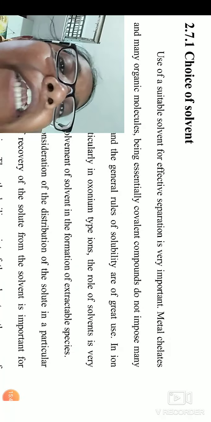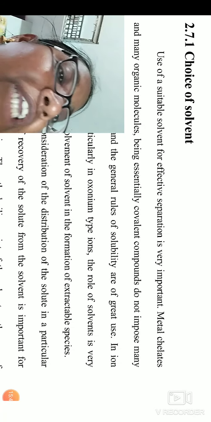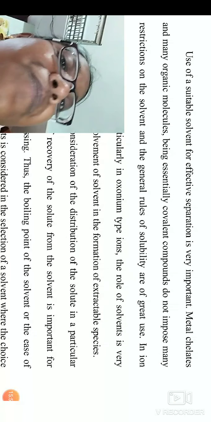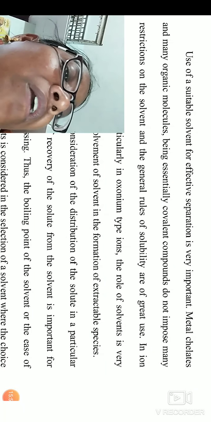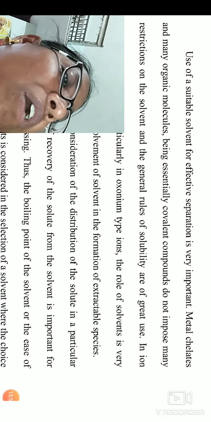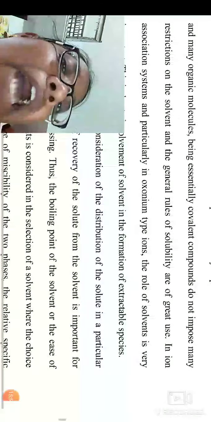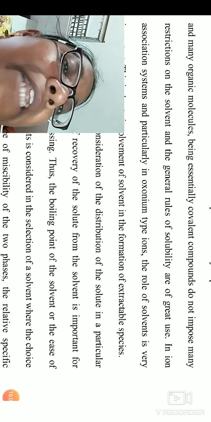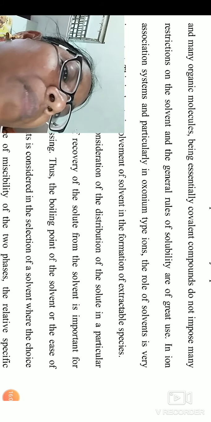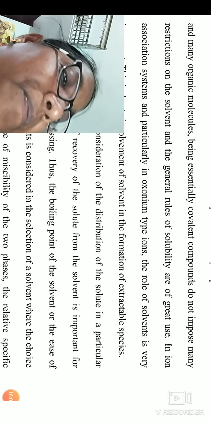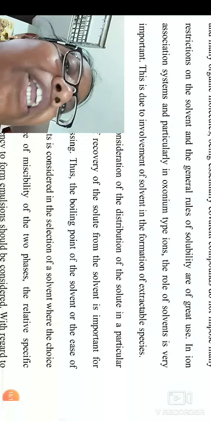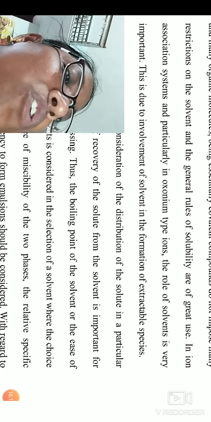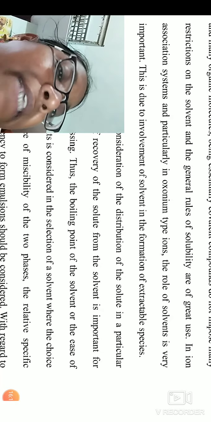Metal chelates and many organic molecules, being essentially covalent compounds, do not impose many restrictions on the solvent, and the general rules of solubility are of great use. In ion association systems, and particularly in oxonium type ions, the role of solvents is very important. This is due to involvement of solvent in the formation of extractable species.